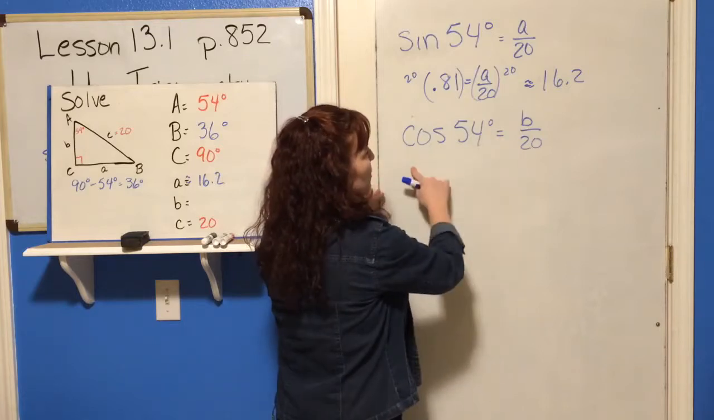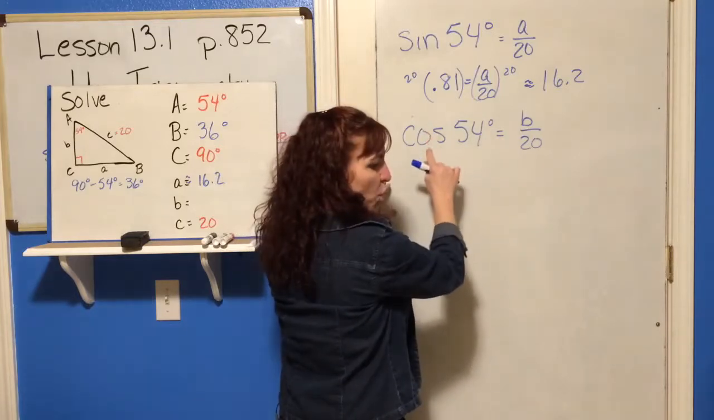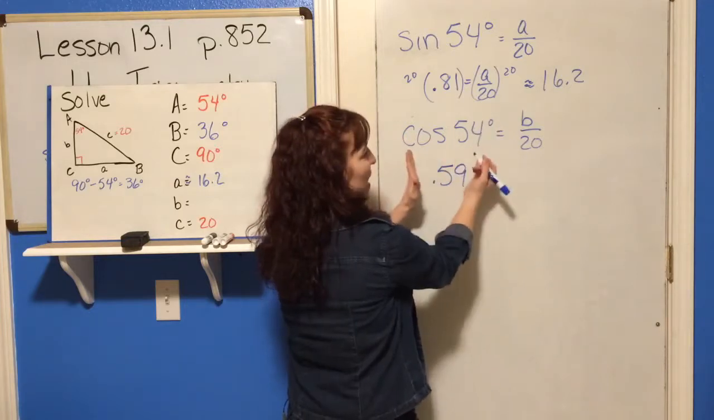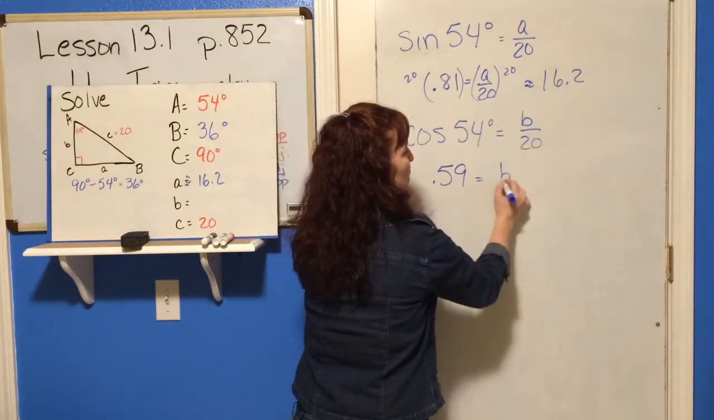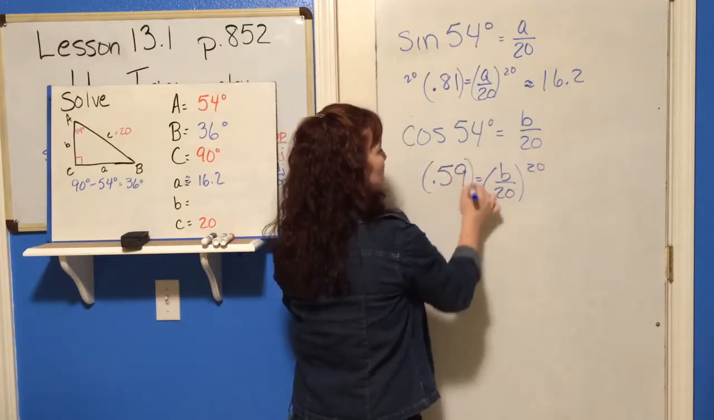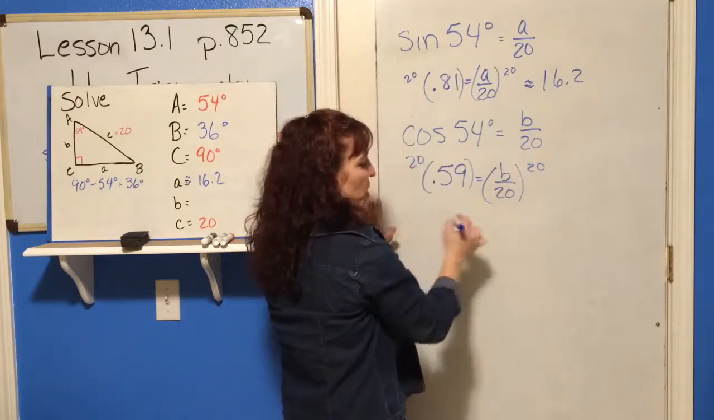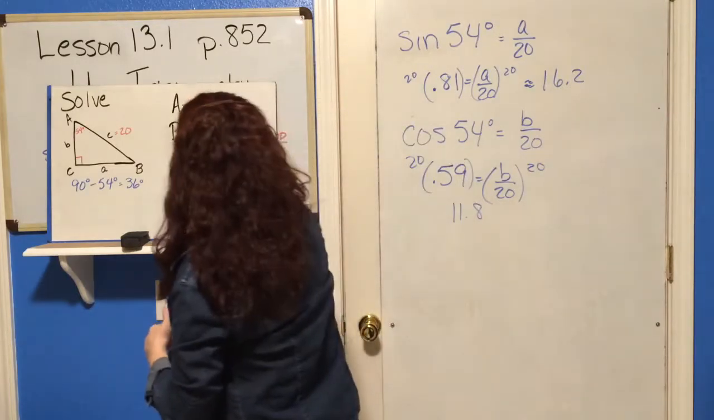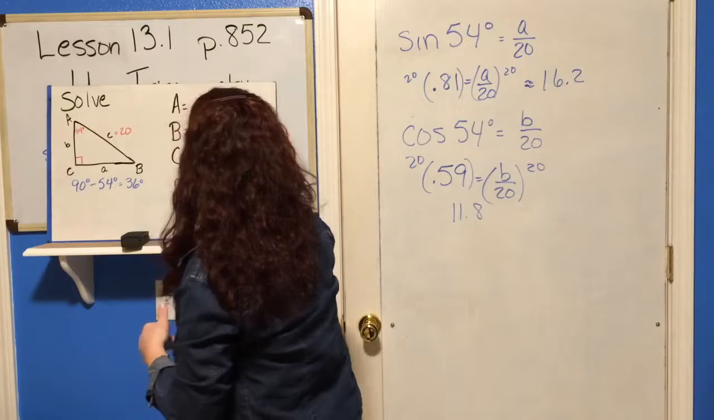All right, so the cosine of 54 should be 0.59. So 0.59 now equals b over 20. So to solve, you multiply both sides by 20. And so you should end up with 11.8. And so b is roughly equal to 11.8, and you're done.